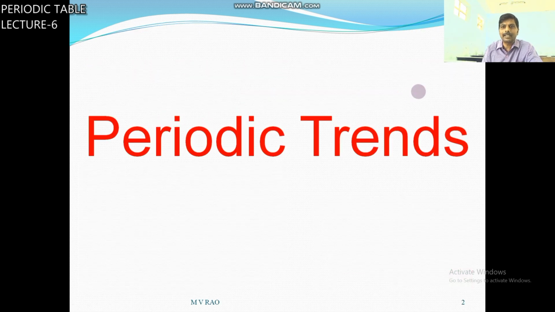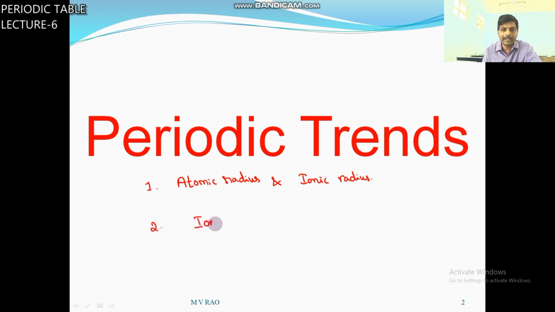In last class I explained about periodic trend of atomic radius and ionic radius. So atomic radius and ionic radius topic completed in last class. It is the first periodic property. In today's class, I am going to explain about ionization potential.